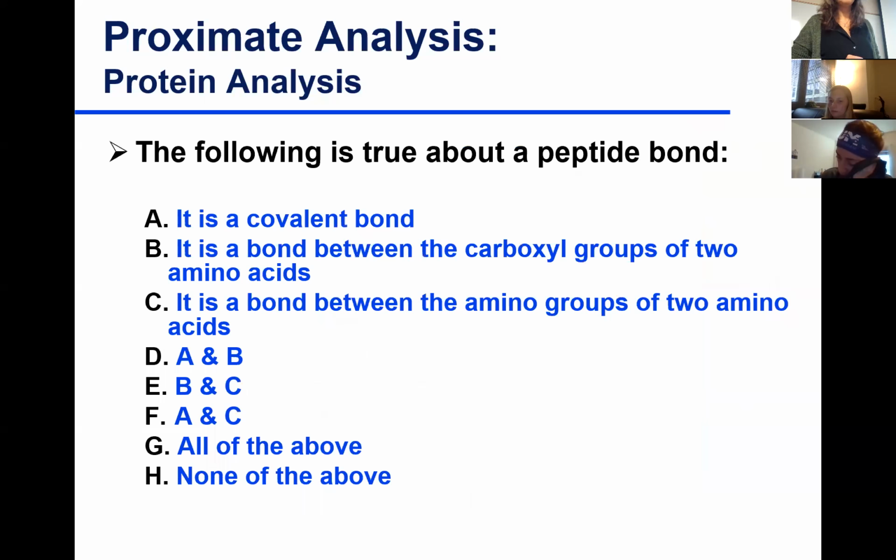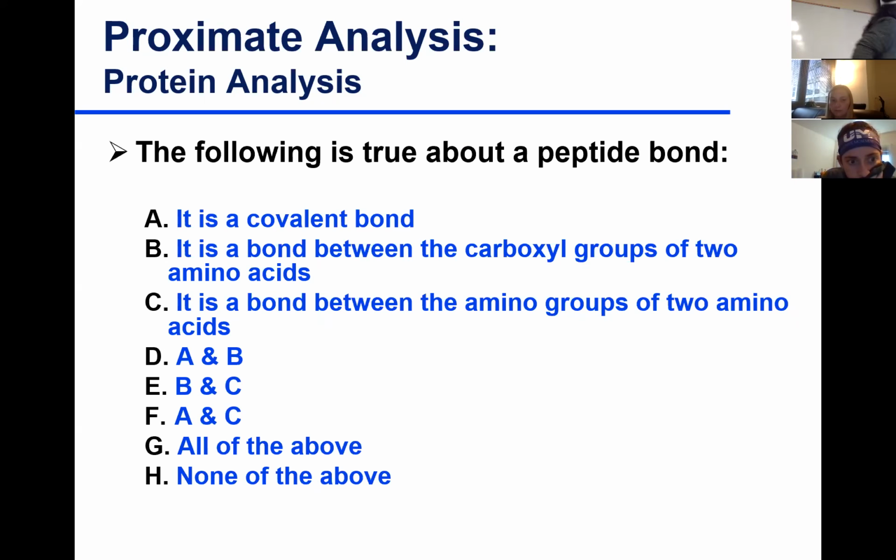That's one thing. Let's see. The following is true about a peptide bond. It is a covalent bond. It's a bond between the carboxyl groups of two amino acids. It is the bond between the amino groups of two amino acids. Again, this is from your food chemistry. Why do I care about peptide bonds? Because peptide bonds absorb UV radiation at 220 nanometers. Coleman?